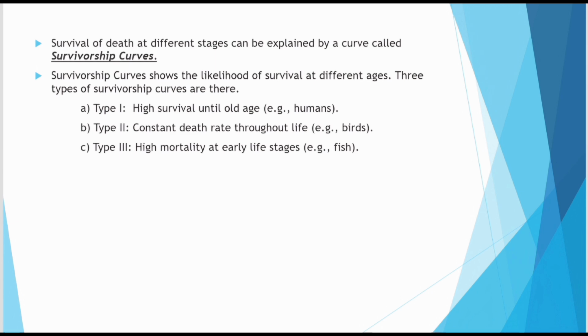average at 60 to 70 years of age. That is, early death is very rare in the case of humans. High survival can be seen in humans until old age. In type 2, there is a constant death rate throughout life. Example: birds. In type 3, there is high mortality at early life stages. That is fishes. So these are the three types of survivorship curves.